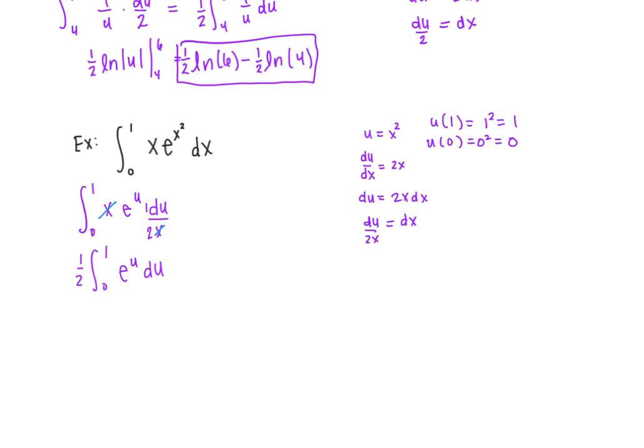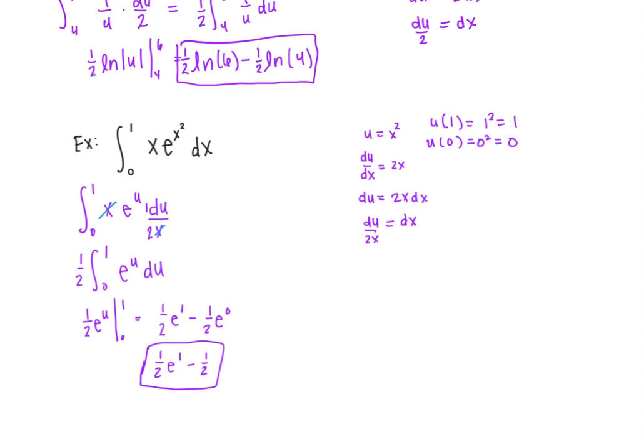Well, the integral of e to the u is just e to the u. So I have 1/2 e to the u from 0 to 1, which is 1/2 e to the 1 minus 1/2 e to the 0. Well, e to the 0 is 1, so I'm going to go ahead and change that. 1/2 e to the 1 minus 1/2 times 1, which is 1/2. And I'm going to leave it like this. Again, you can always type these into your calculator to get a decimal answer. I'm not doing that right now.